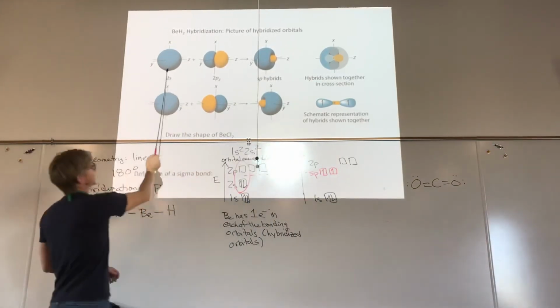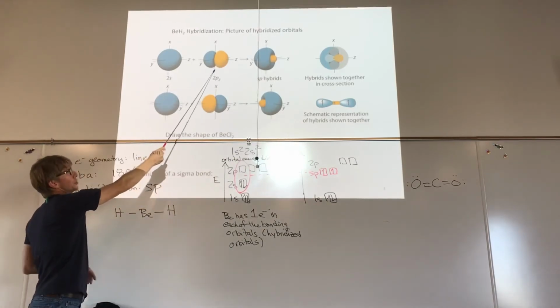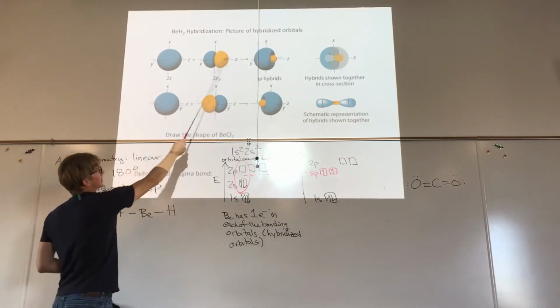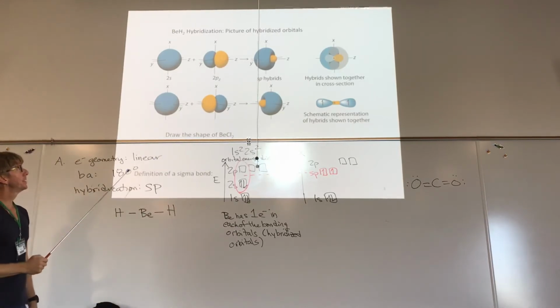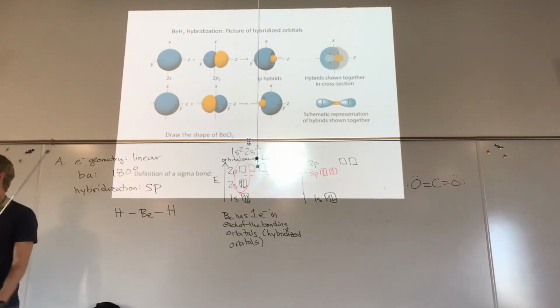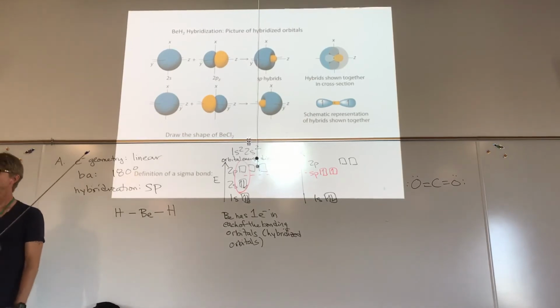So here's a 2s. Here's one of the two p's. It doesn't matter. We've drawn the z-axis along the left, right. You mathematically combine them, which is what you do with orbitals.